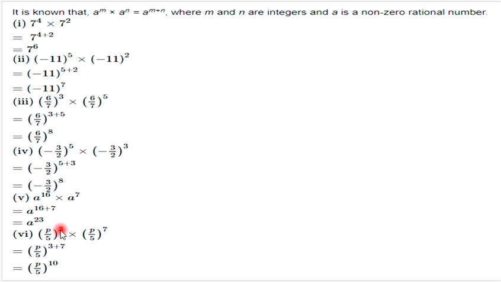Similarly, you have to solve the remaining sums. In each place, simply add the exponents. That gives you the answer.